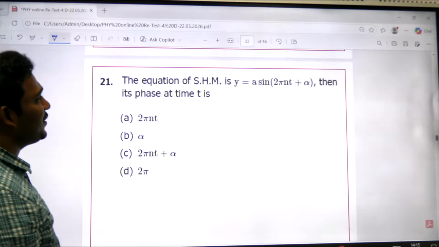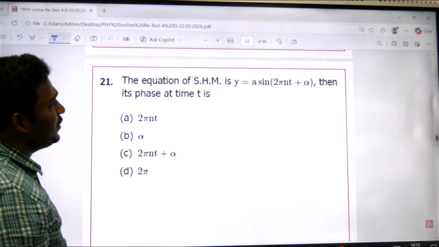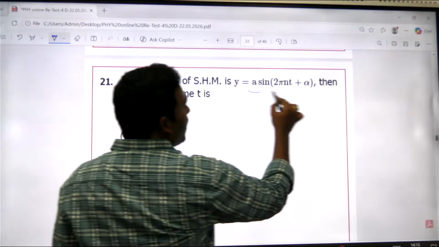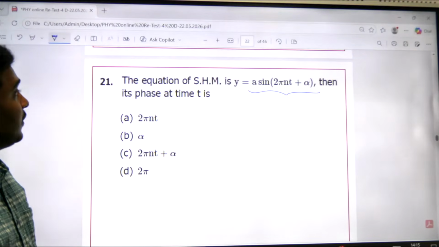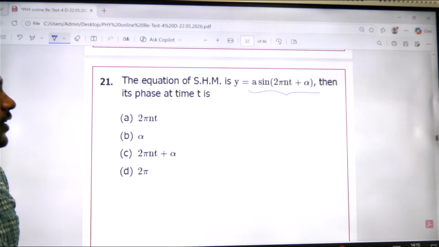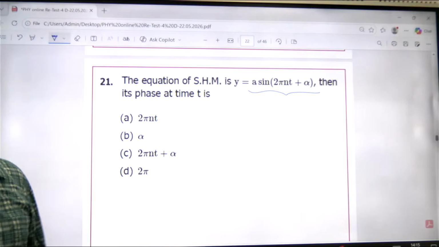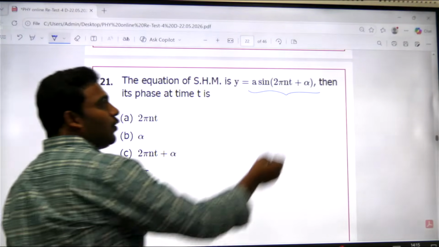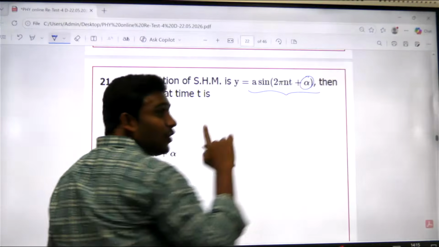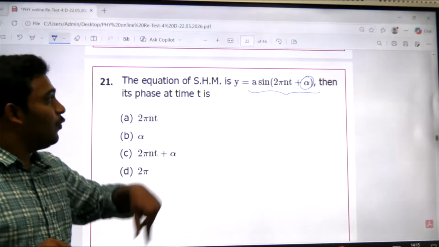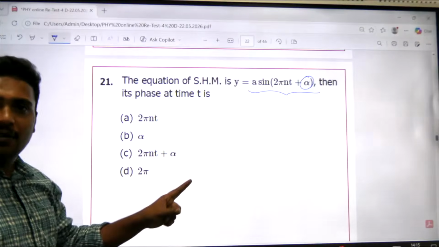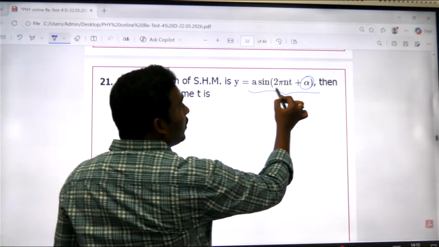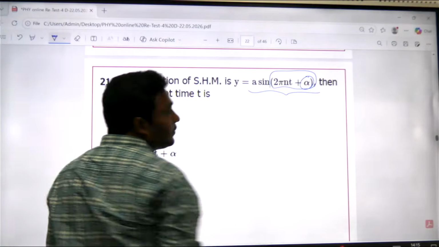The equation of a simple harmonic motion is y is equal to a sine (2 pi nt plus alpha). Then its phase at time t is asking phase, not phase difference. We all know that we call this the phase difference when you are comparing this wave with another wave. But what is he asking? There is no second wave here. He is only asking about a single wave, and we say its total inside value is called phase.